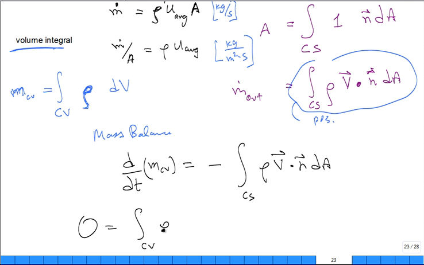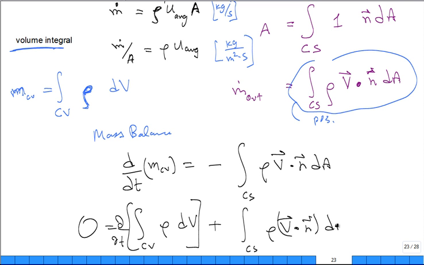So if you wanted to, you could put 0 is equal to the integral of the control volume, rho dV, rate of change with respect to time, plus the integral control surface rho v dot n dA. And there is an integral equation for mass balance. When I brought this to the other side, I got rid of that negative sign in front.